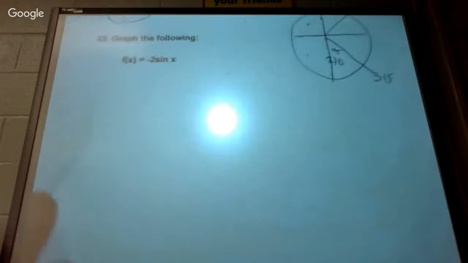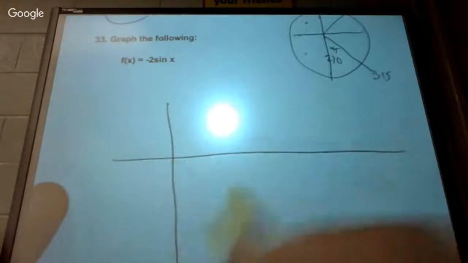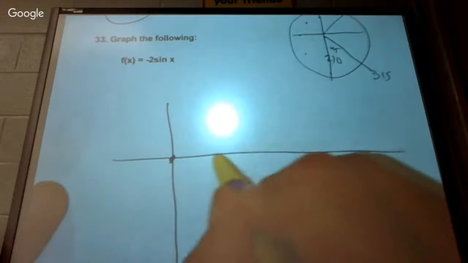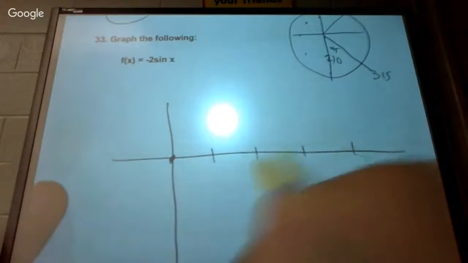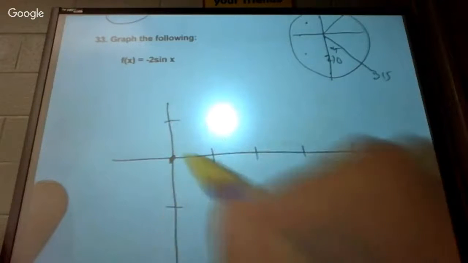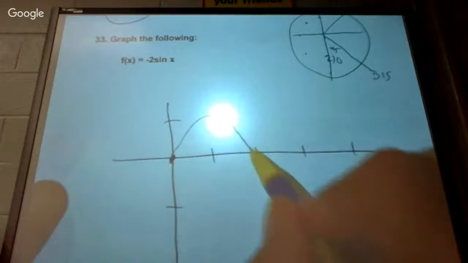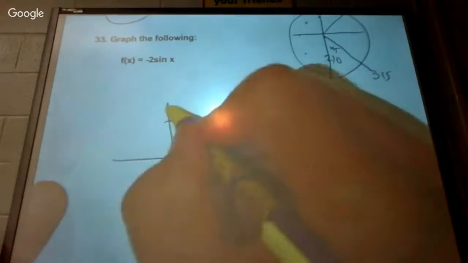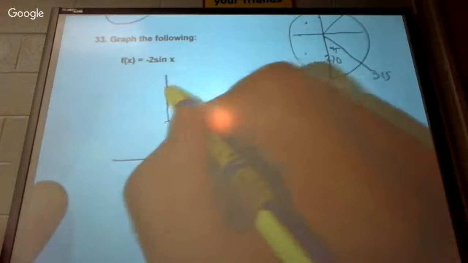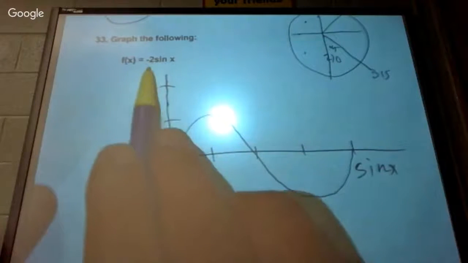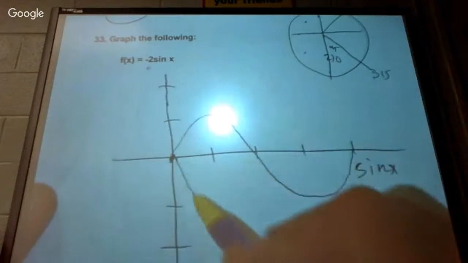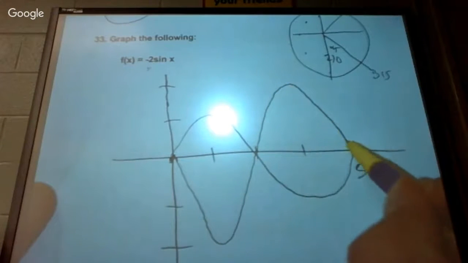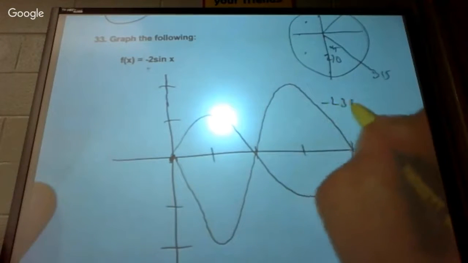And to graph the negative 2 sine of x, remember sine starts there and it's supposed to go 1 to -1. That's sine of x. However, if you want to do 2 sine of x, and it's got to be flipped, it would go underneath. That is -2 sine of x.